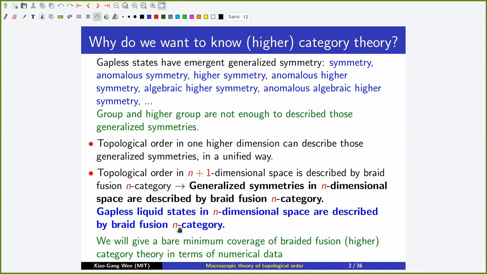Actually, I don't know much about fusion categories, higher fusion categories, so I can only give some bare minimum. I try to give a version which describes this category theory using numbers. Usually the standard way to describe category theory is given by points and arrows, those kinds of things. But there is a more quantitative way to describe it.